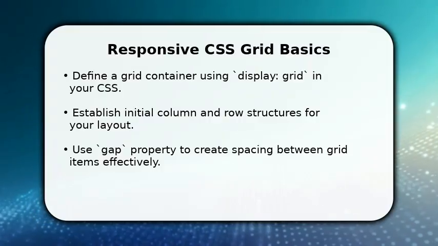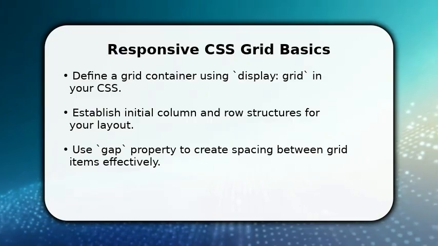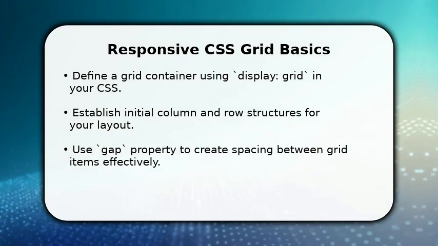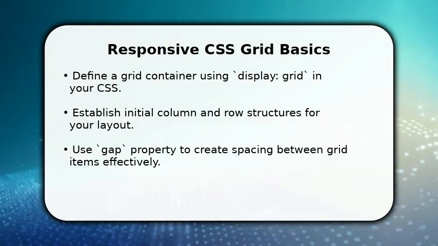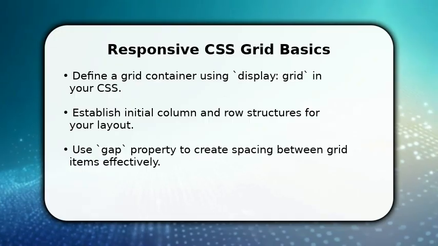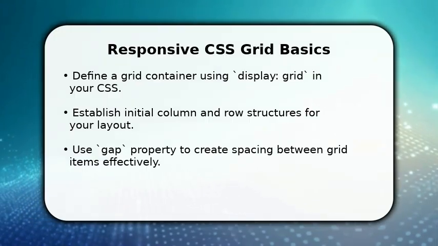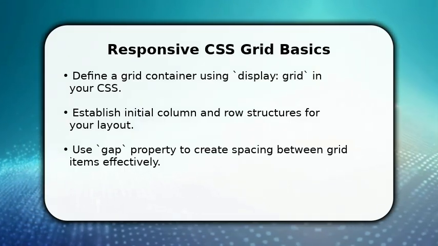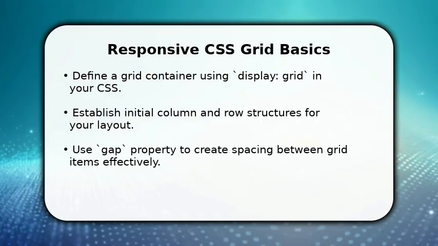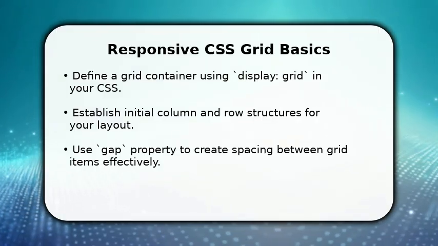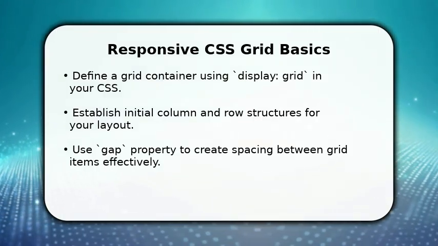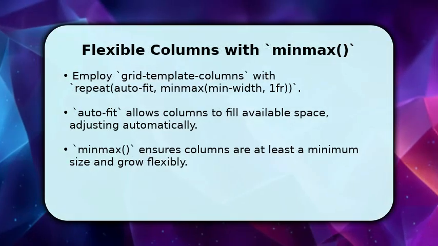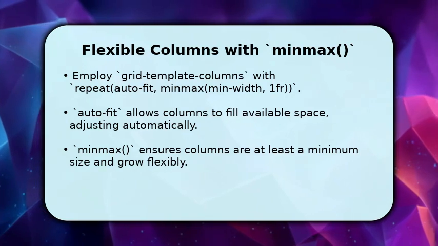In this video, I will explain how to make a grid responsive in CSS. First, set up your main container with display: grid. This establishes the foundation for your layout. Next, define your initial column and row structures using grid-template-columns and grid-template-rows. For instance, you might start with 3 columns. Finally, add some breathing room between your grid items by applying a gap property, perhaps 20 pixels, for a clean, organized appearance.